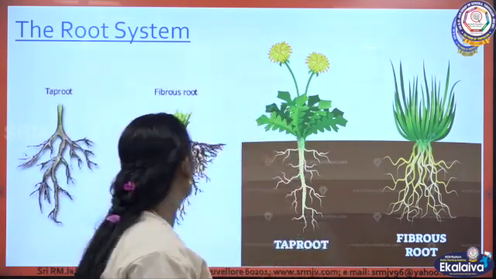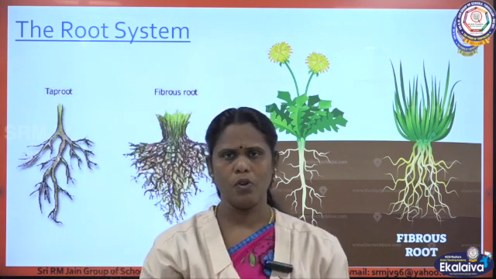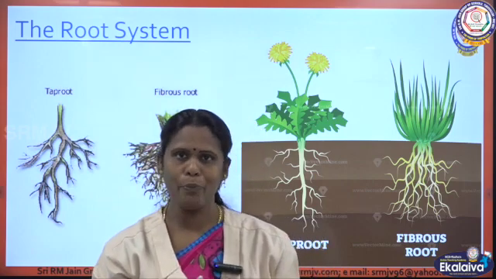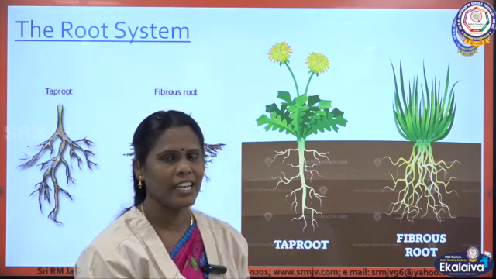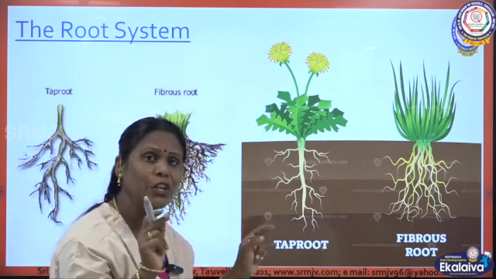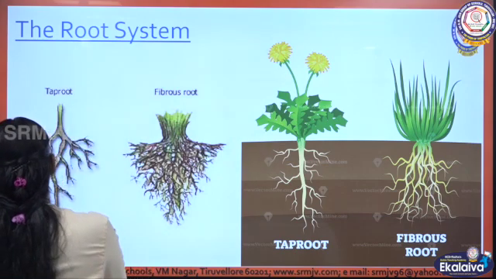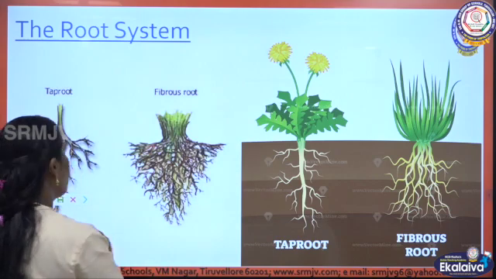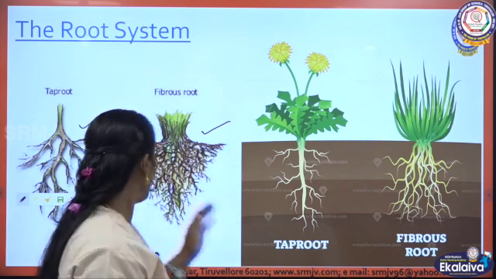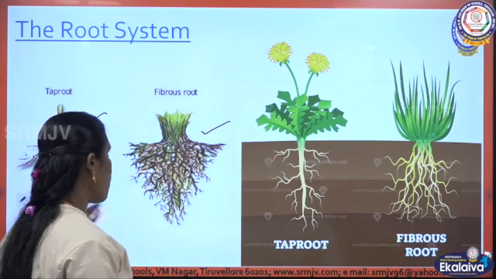In this, we are going to discuss the root system. Plants remain fixed in the soil with the help of the root, right? The roots are divided into two types, that is taproot and fibrous root.